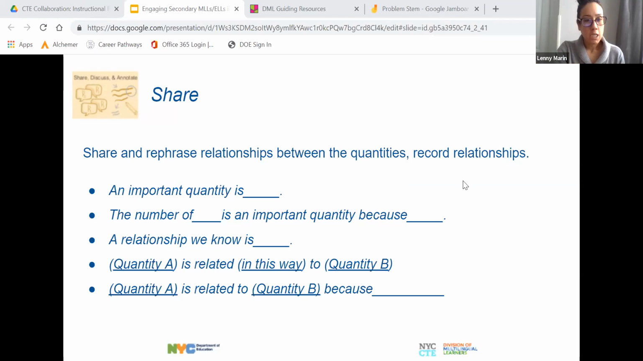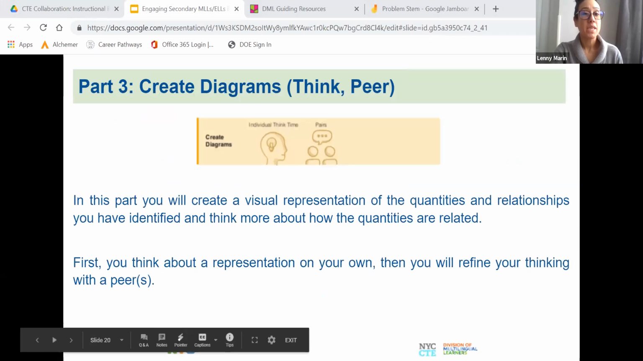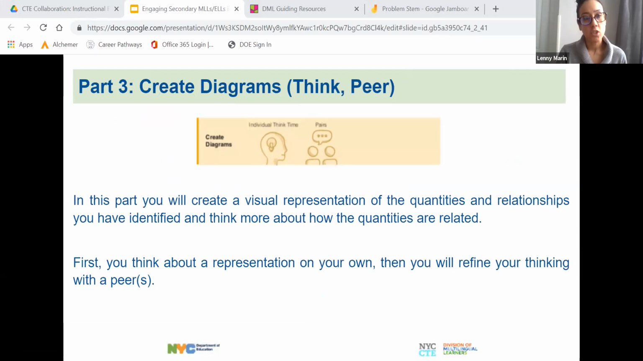All right. So let's move on to the next part of the routine, where we are actually going to begin to create some diagrams. So in this part of the routine, you will create a visual representation of the quantities and relationships you have identified. So first, you will think about a representation on your own, and then we will refine our thinking with a peer. Now, I do want to let you know that for the purposes of our learning together, we will only engage in the individual think time, but I do have samples from students that we will review and compare with our own learning.